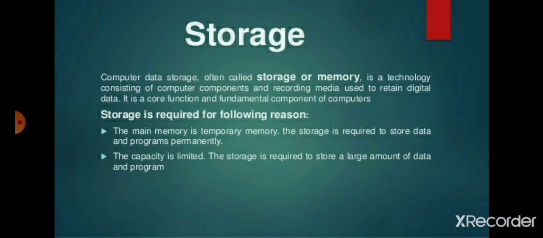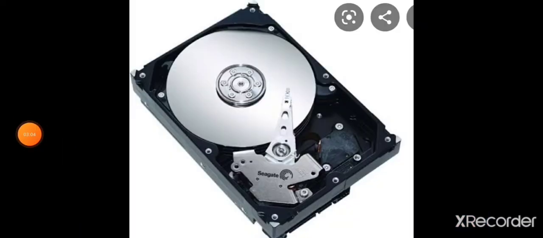We'll see some of the storage devices. Hard disk. Hard disk is the main storage device of a computer. It is present inside the CPU box. It can store a large amount of data. All the work done on a computer can be stored on the hard disk. Nowadays you are getting a portable hard disk as well, which could be of 500 MB or more than that.